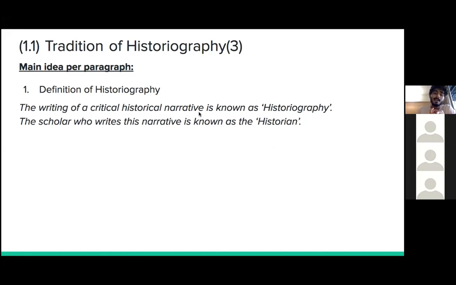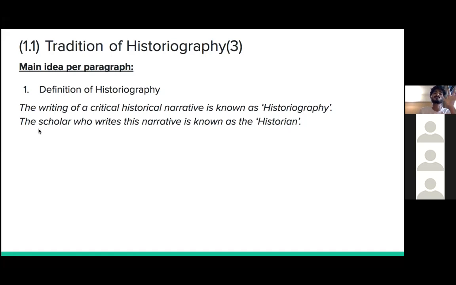Critical means very detailed, very well thought. When we criticize someone, we speak thoughtfully, saying this is wrong with you, this is right. That is what criticize means. So critical means we are writing the historical narrative after thinking it through carefully. When we think things through and write the historical narrative, it is known as historiography. And the person who writes history is called a historian.